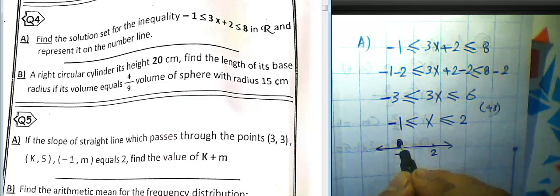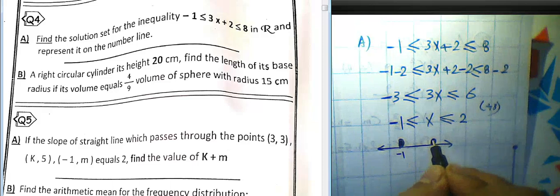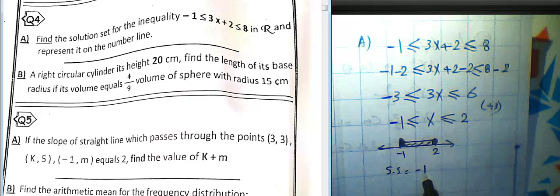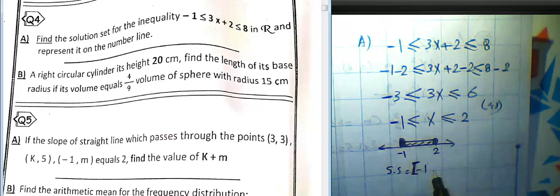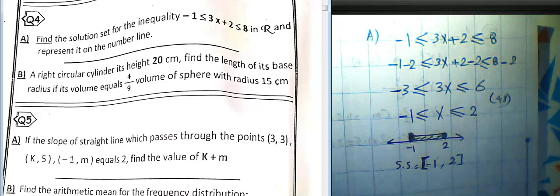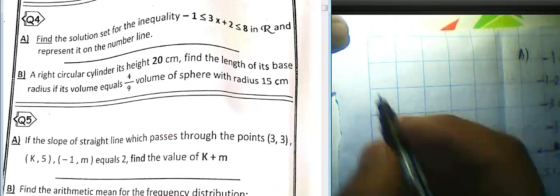-1 is closed and 2 is closed here. Then the solution set equals: -1 open or closed? It is closed from -1 to 2. Closed interval. Okay, that is the solution set of this inequality. That is question letter A. Look at question letter B.